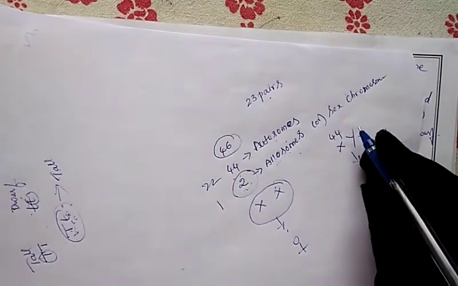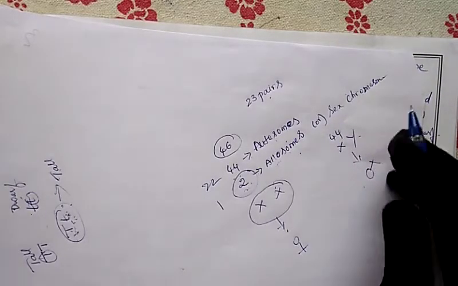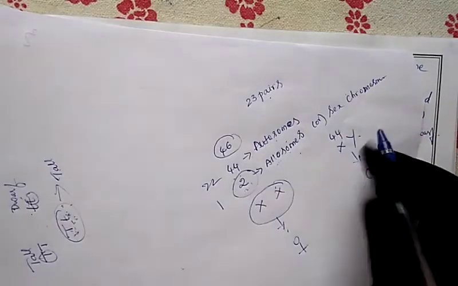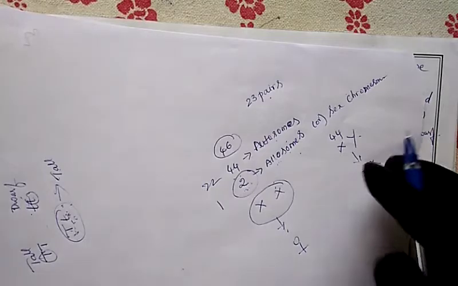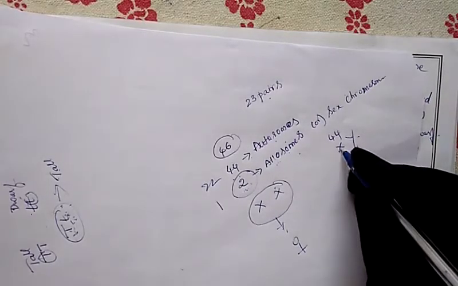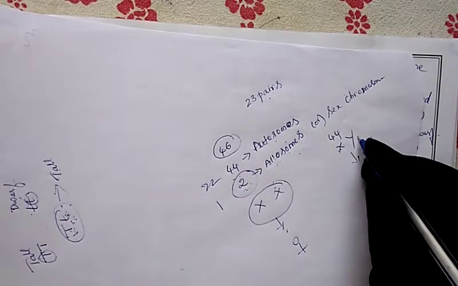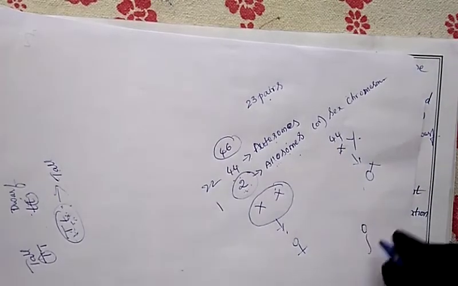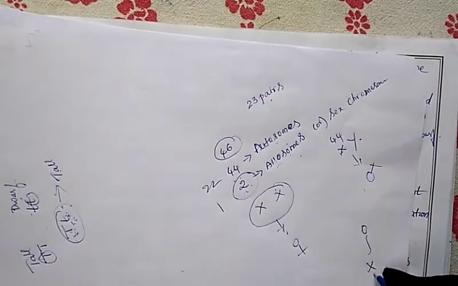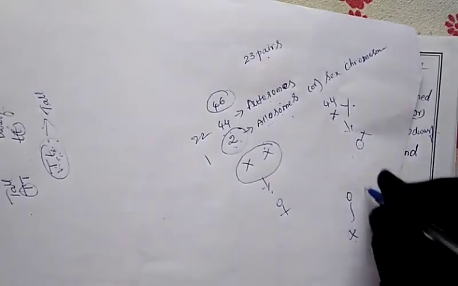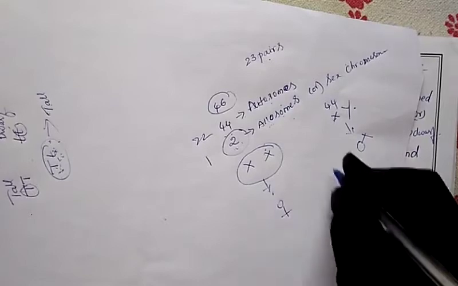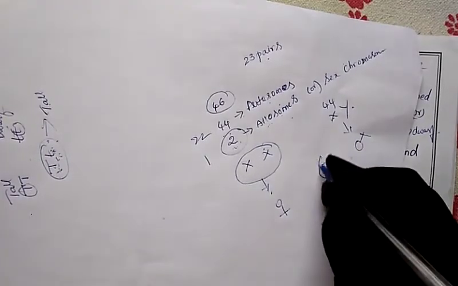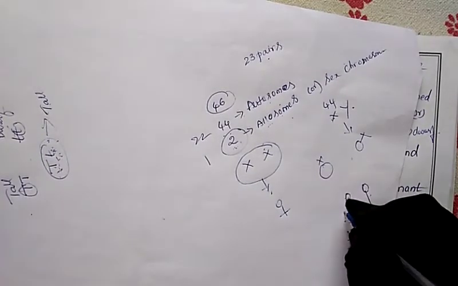So the sperms which are produced in the male body, how many sperms are there? Millions of sperms. Of those millions, half of the sperms carry the X chromosome and half carry the Y chromosome. Depending on which sperm fuses with the egg, the offspring will be born accordingly.